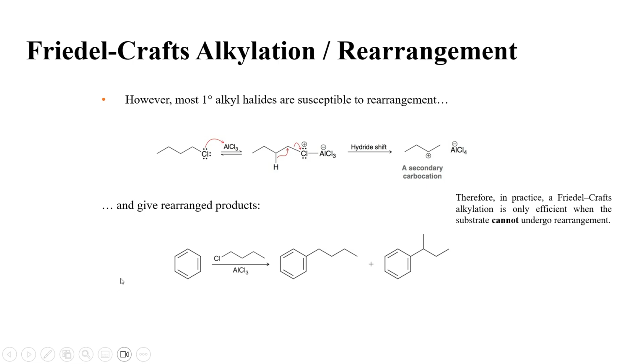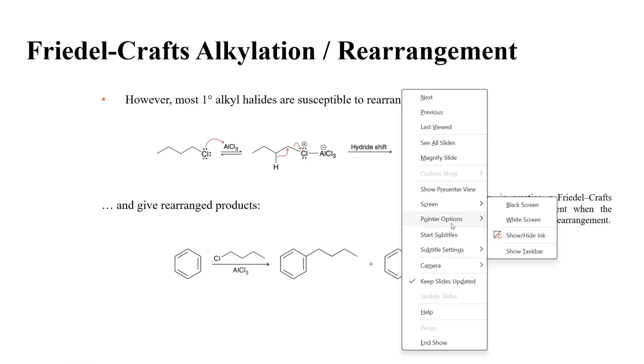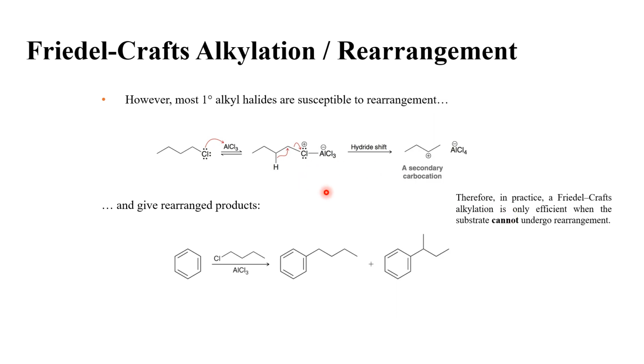Now, there's a bit of a problem with alkylations. It's great that we can put alkyl groups on benzene, that we can add groups to the aromatic system and restore aromaticity. That's all great. But the problem is that most primary alkyl halides are susceptible to rearrangement, because we know we don't like primary carbocations. If a primary carbocation could rearrange to a better carbocation, it'll do it.